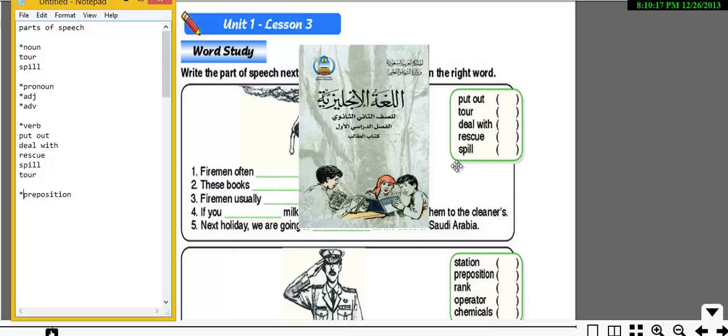You don't want to make a stupid mistake because you haven't really read what's happening. So step number 1, we write the part of speech for the word. Step number 2, you read them all thoroughly. Step number 3, you choose. Now, for example here: firemen often blank people from burning buildings.